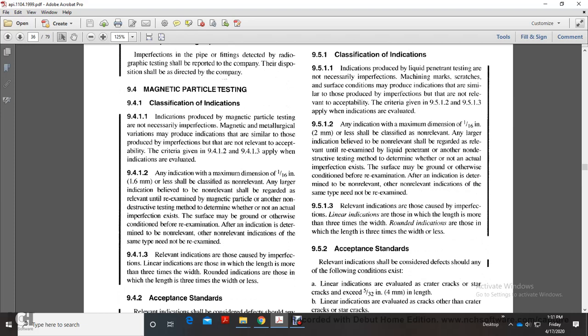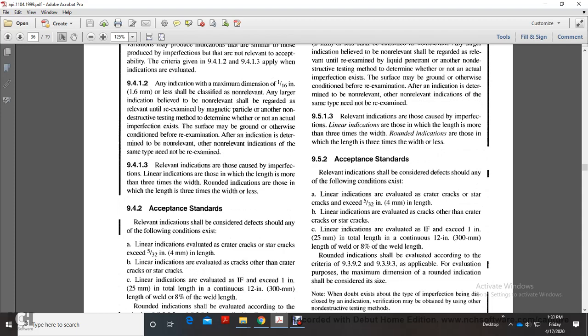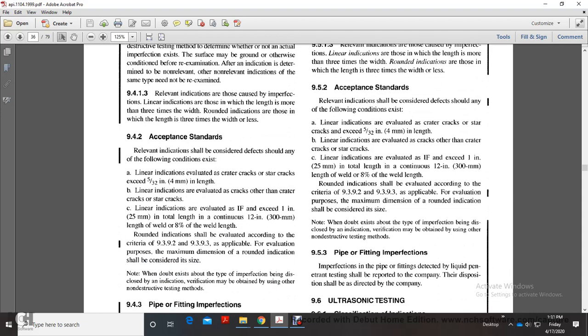Any larger indication believed to be non-relevant should be regarded as relevant until re-examined by magnetic particle or another non-destructive testing examination to determine whether an actual imperfection exists. The surface may be ground or otherwise conditioned before re-examination. Indications determined to be non-relevant, and non-relevant indications of the same type, need not be re-examined.